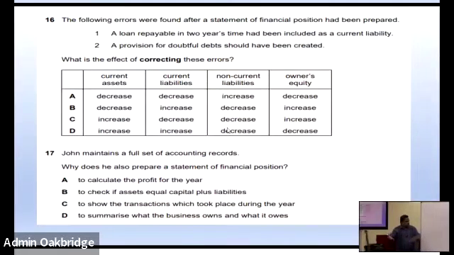So the answer has to be A. Current asset decrease, current liability decrease, non-current liability increase, right? Because you're taking out and putting in your non-current liability. And your owner's equity, why does it decrease?